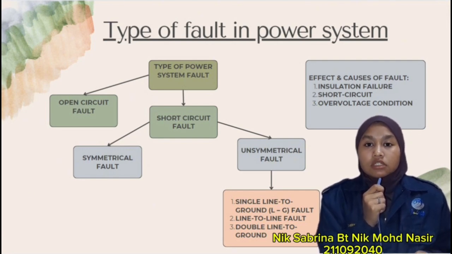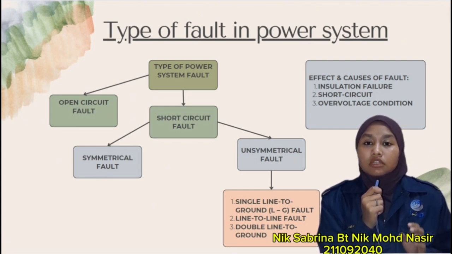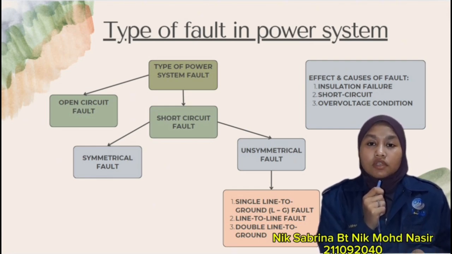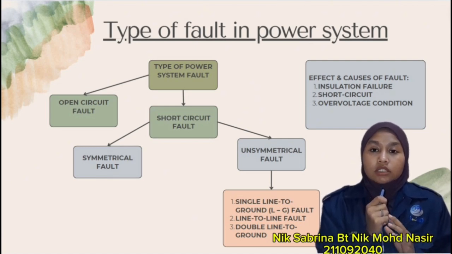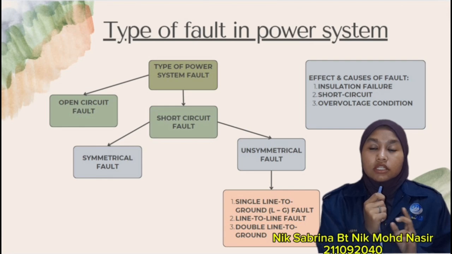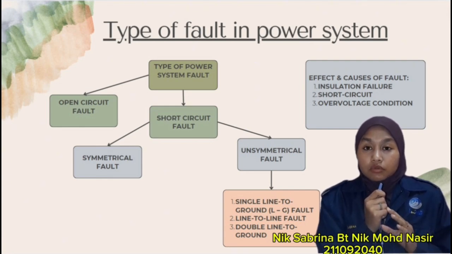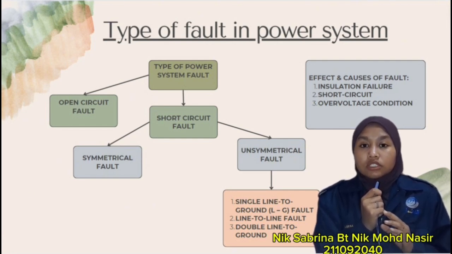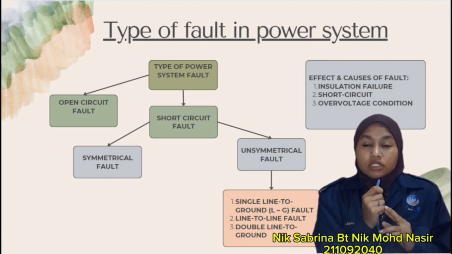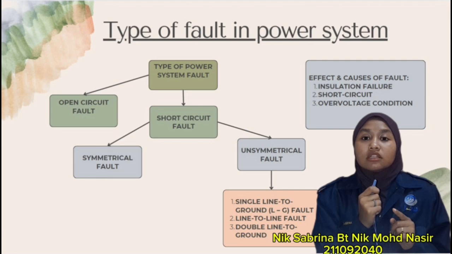A symmetrical fault happens in balanced condition, and it happens in all three phases in the power system. While unsymmetrical faults happen in one or two phases in the power system. Unsymmetrical faults have three types of fault, which are single line to ground fault, line to line fault, and double line to ground fault.